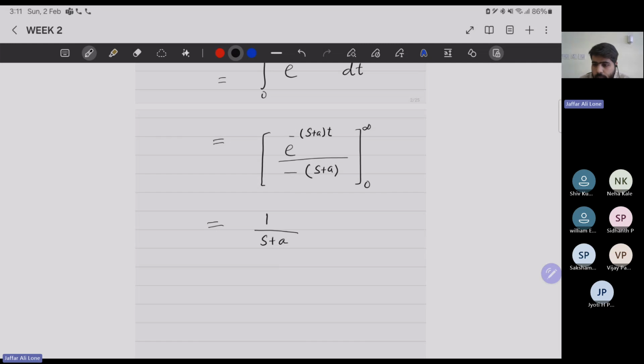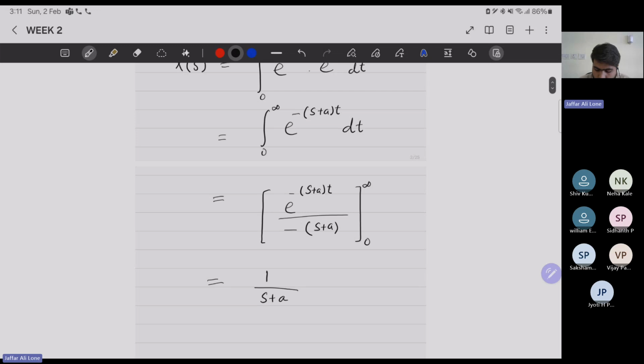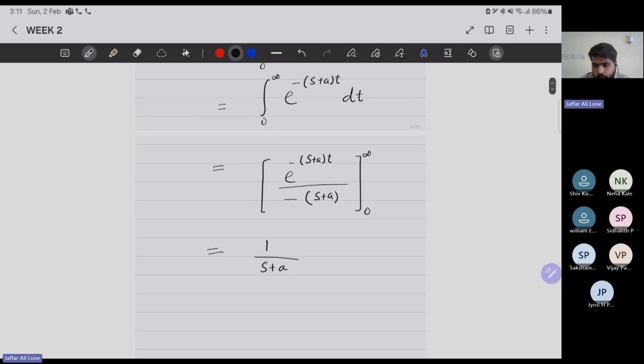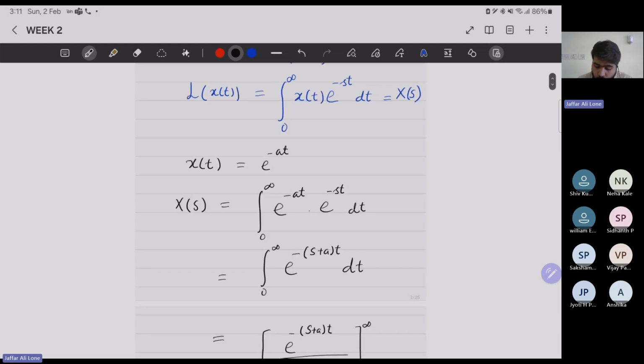Correct? So the Laplace transform of e raised to the power at is a very, very simple application. It's actually very important, so you need to remember this.